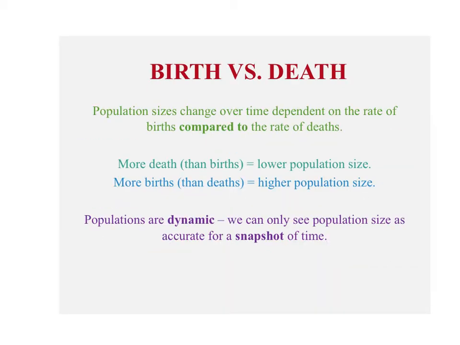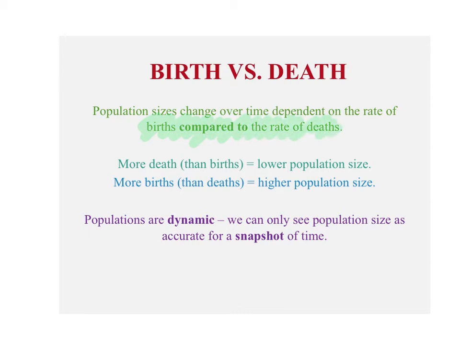Now we've said that population sizes can vary. We know that when we're looking at populations, we're looking at a group of organisms of the same species that occupy the same environment at a particular time, and that's because population sizes change, so we have to be specific. And the whole idea about population size is related to how the births compare to the deaths.